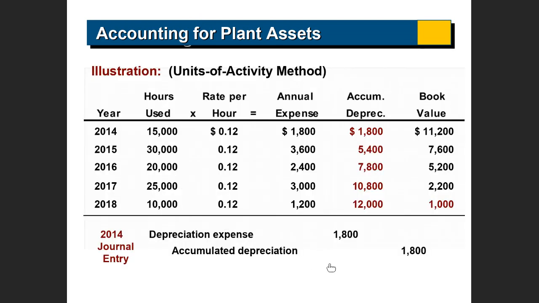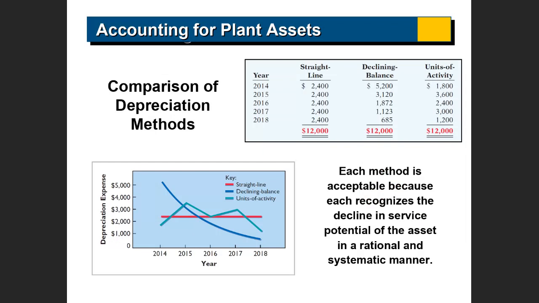So let's compare these three methods, and we'll take a break. In the first year, 15,000. Second year, 13,000, 30,000, 20,000, 25. Based on each year's usage times the rate is going to be the depreciation expense. It varies, as you see: 1,800 in the first year, 3,600 second year, 2,400. It goes up and down. It depends on how much you have used it. Is that clear?